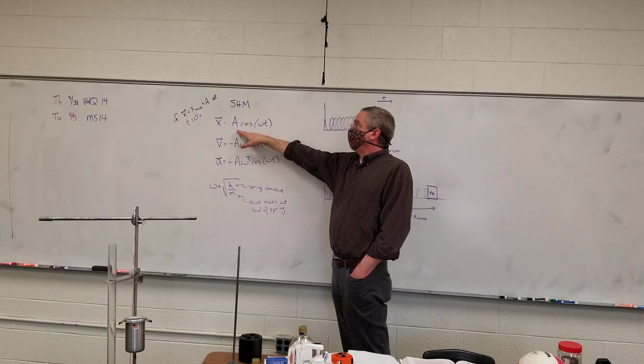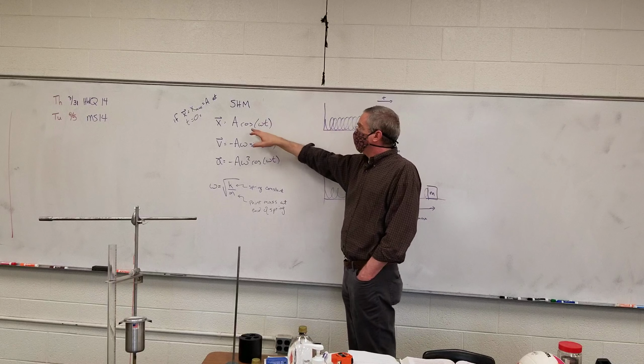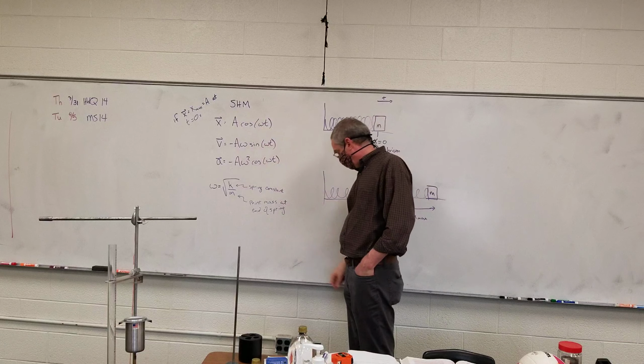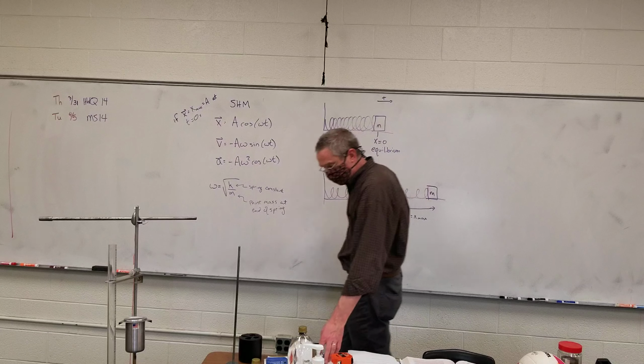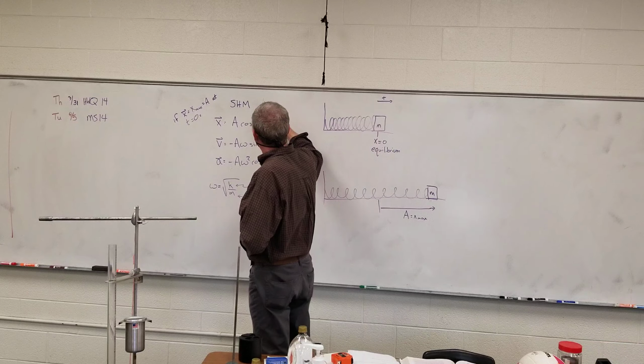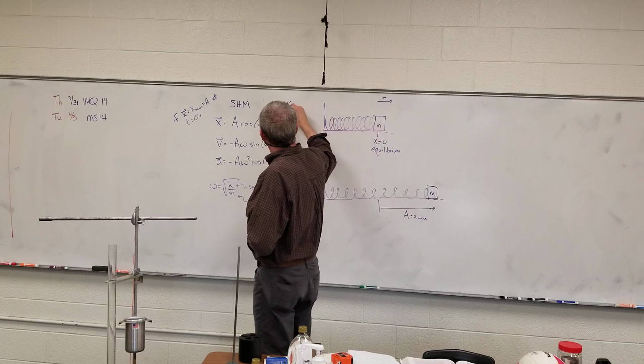So we have some amplitude, which is just the maximum displacement from equilibrium, times the cosine of omega t. Omega is the angular frequency. That's units of radians per second. Angular frequency.